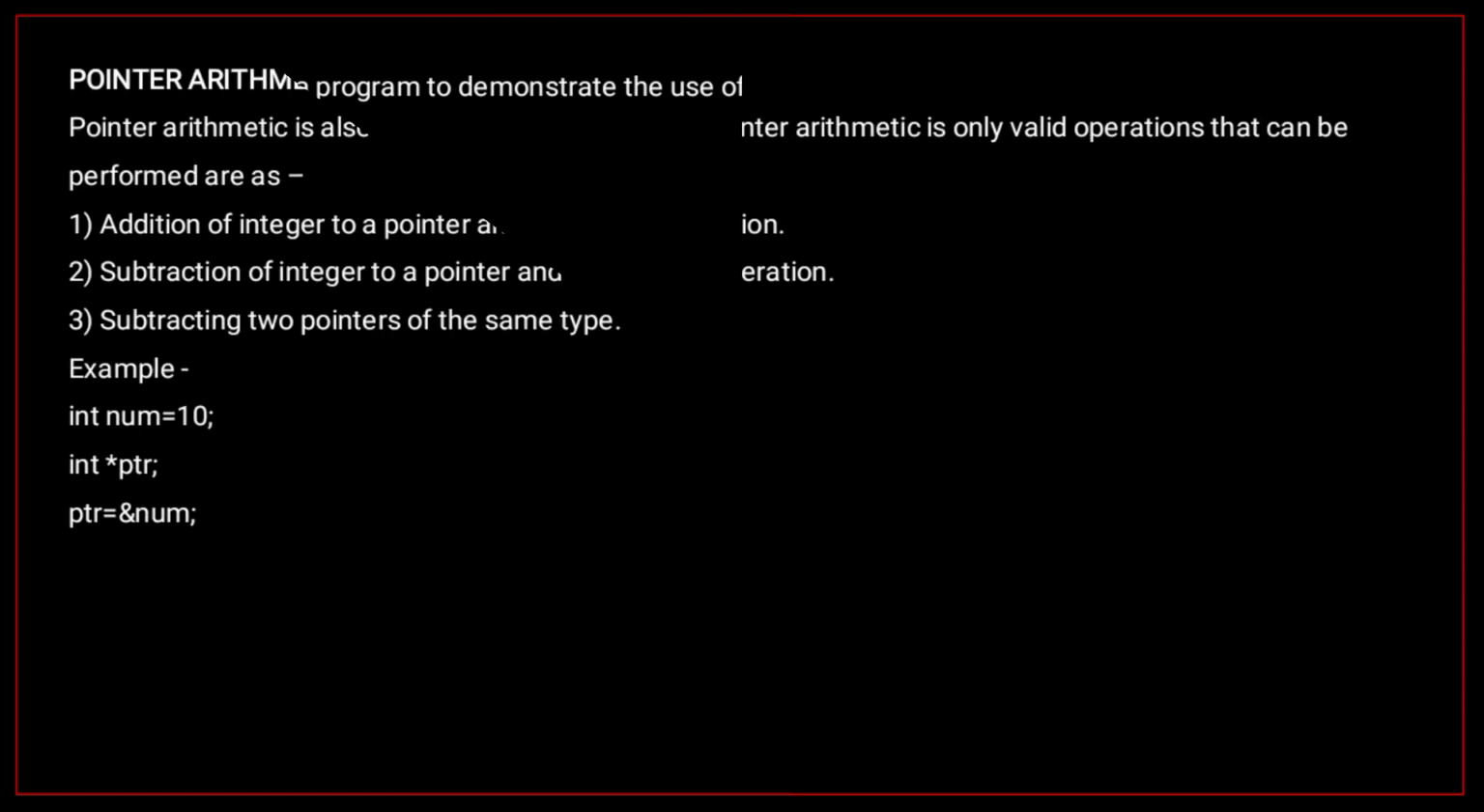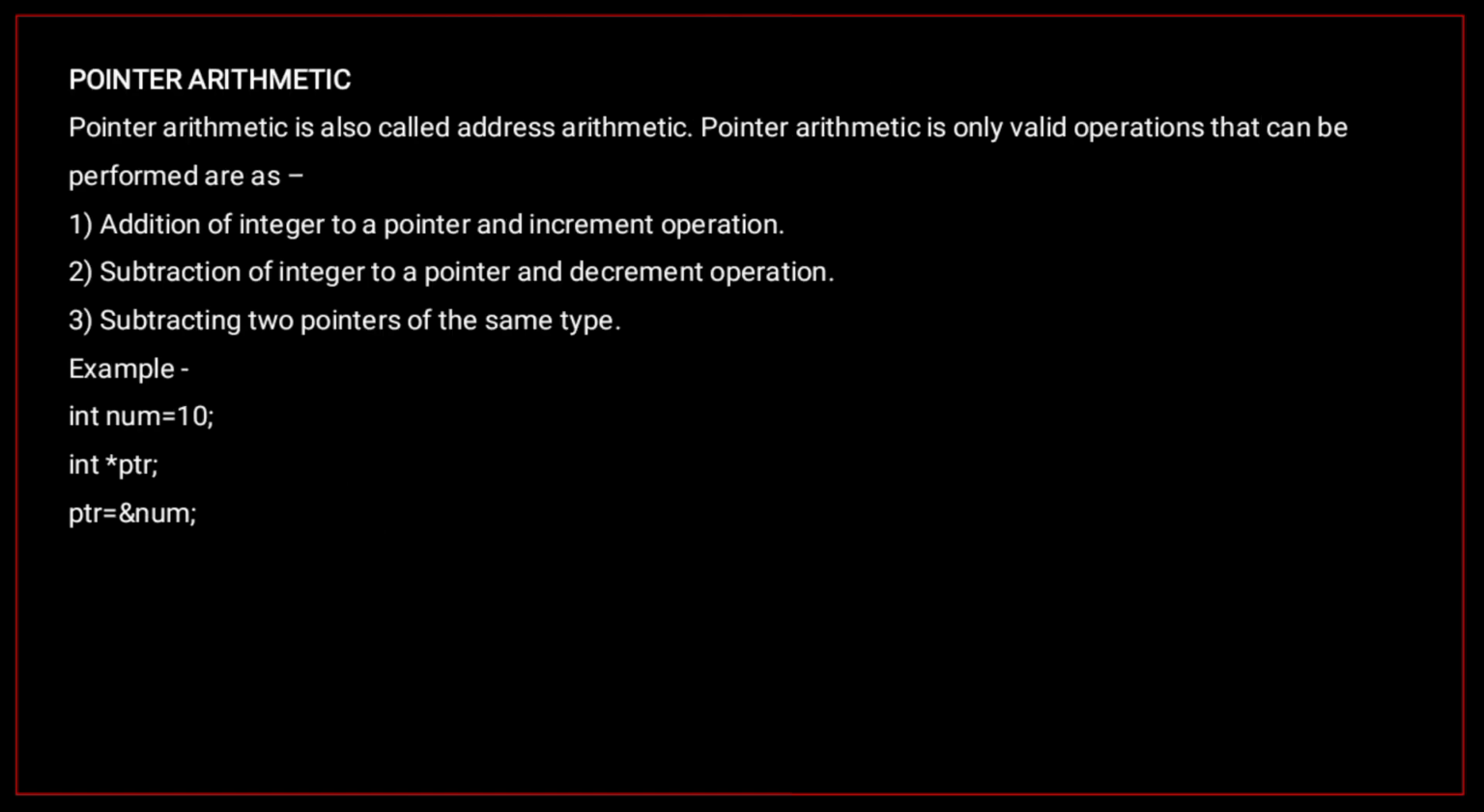नेक्स्ट हमारे पास में है पॉइंटर अर्थमेटिक. Pointer arithmetic is also called address arithmetic. We can't perform all types of arithmetic operations with pointers. Pointer arithmetic has only some valid operations that can be performed. These are first, addition of integer to a pointer and increment operation. Second, subtraction of integer from a pointer and decrement operation. And then subtracting two pointers of the same type.